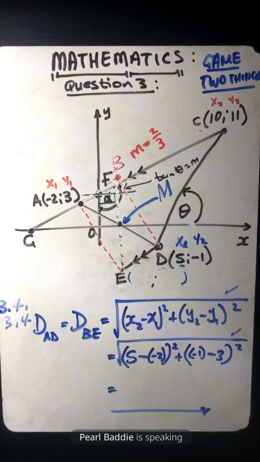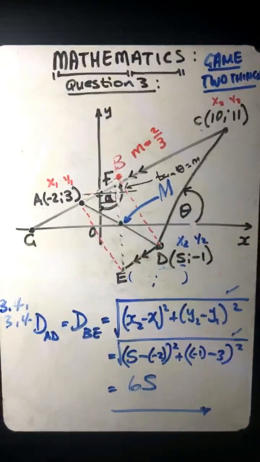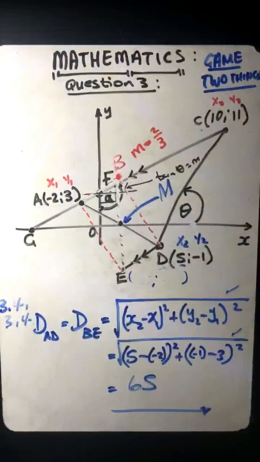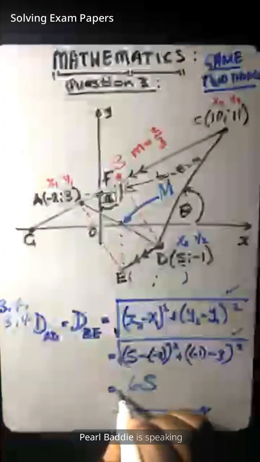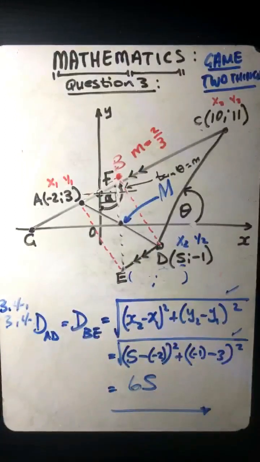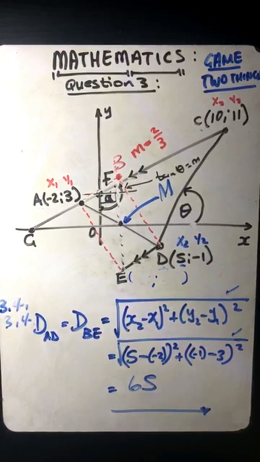65. Is everyone getting 65? I don't trust Pearl. Square root of 65, yes. Hey, Pearl, did you say 65 or square root of 65? You said square root of 65. I said 65. Hey, now we're getting two different answers. Is it 65 or square root of 65? Which one is it? 65.